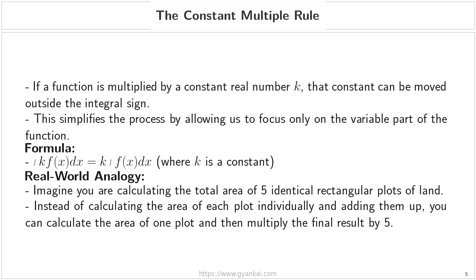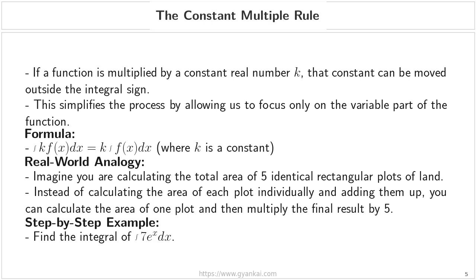To help you understand why this works, let's consider a real-world analogy. Imagine you're tasked with calculating the total area of 5 identical rectangular plots of land. You could calculate the area of each plot individually and then add all 5 areas together. But a much simpler approach would be to calculate the area of just one plot and then multiply that result by 5. The principle is the same with this constant multiple rule. We're just scaling the integral.